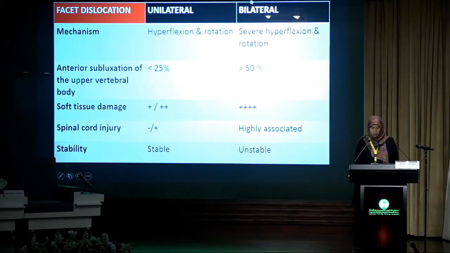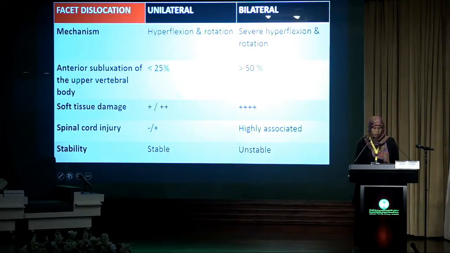In bilateral facet dislocation, the mechanism is more severe, with hyperflexion and rotation. How about the anterior subluxation of the vertebral body? In unilateral, the anterior listhesis is less than 25%. In bilateral facet dislocation, the anterior subluxation is more than 50%.